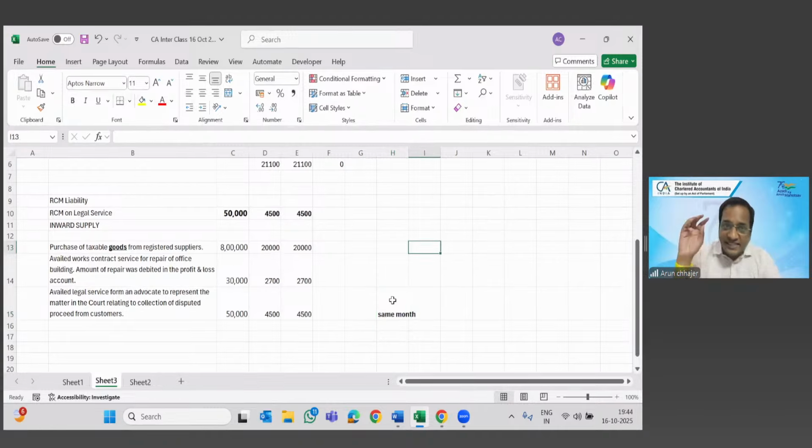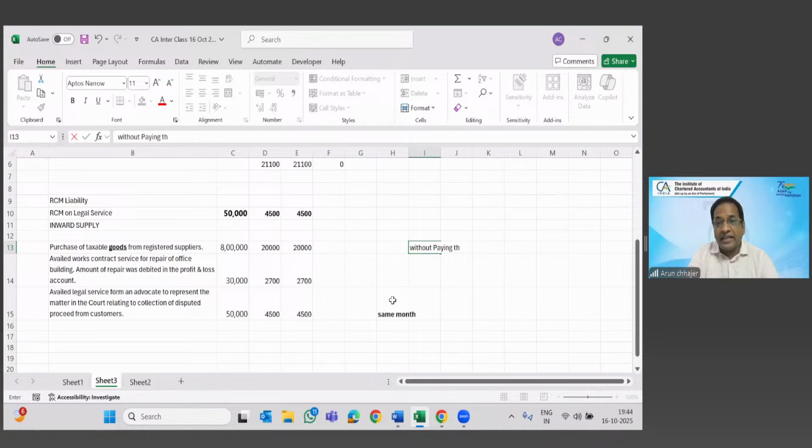Because in the GST return they have made it in this manner, कि without paying the liability, you cannot file the return. Let me tell you one more point. See what has happened. Let's say we are talking about September month, September 2025.